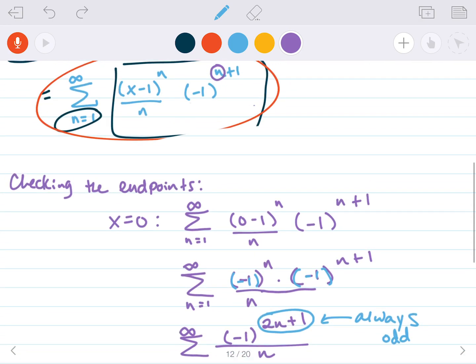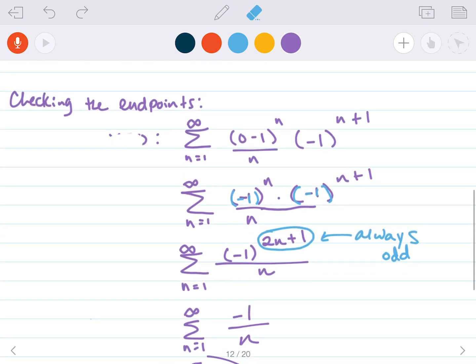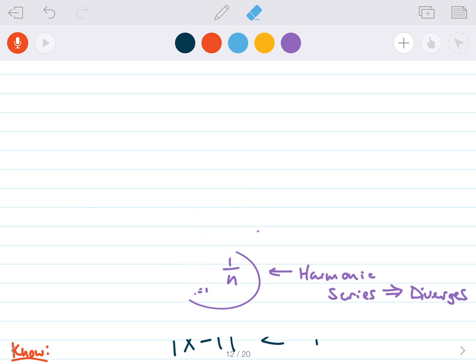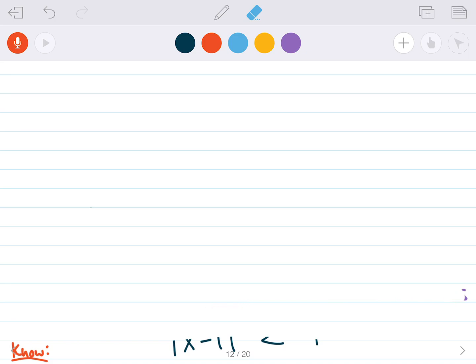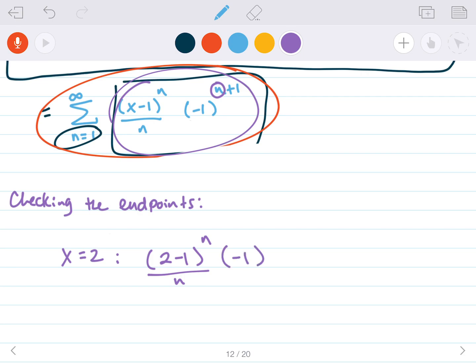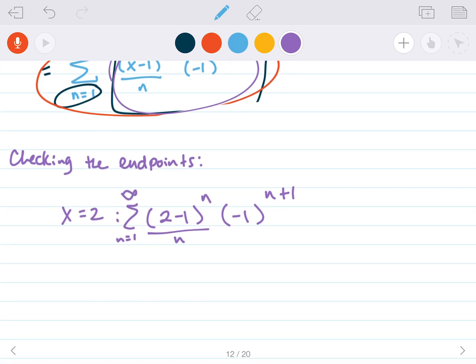So let's check 2. Let's see what happens when x equals 2. Well, let's find out. Again, I'm just plugging 2 into my little rule right here. That gives me (2 minus 1) to the n over n, times negative 1 to the n plus 1, summing from n equals 1 to infinity. Now 2 minus 1 is 1, and 1 to the n is always 1 for any n. So we have the sum from n equals 1 to infinity of (negative 1 to the n plus 1) over n. This is x equals 2.